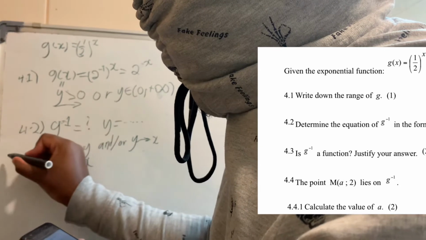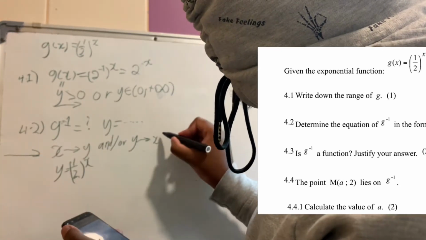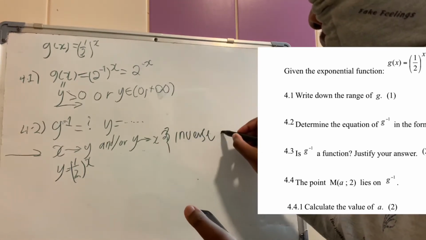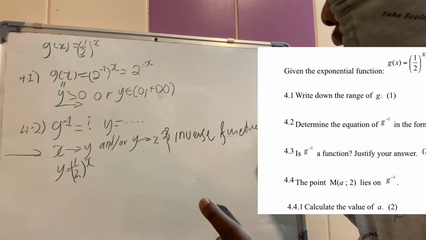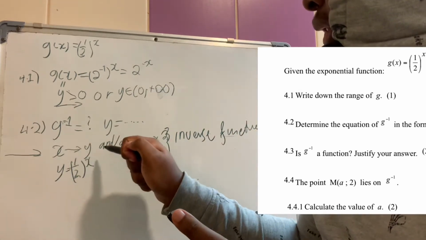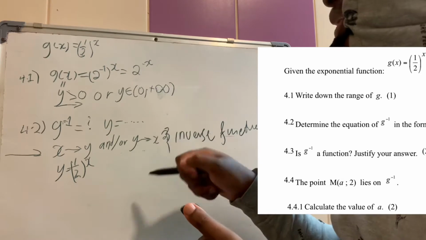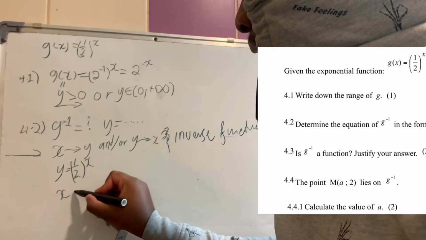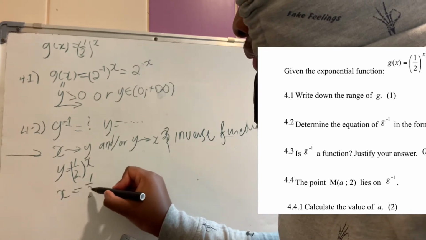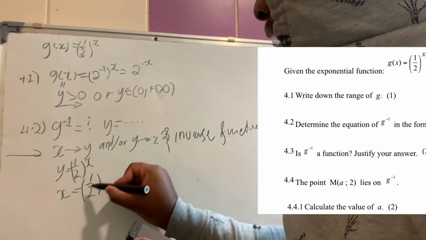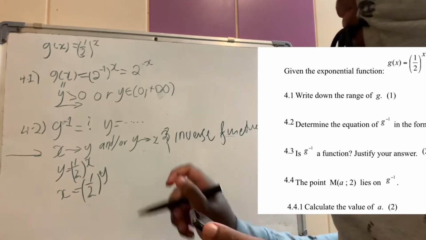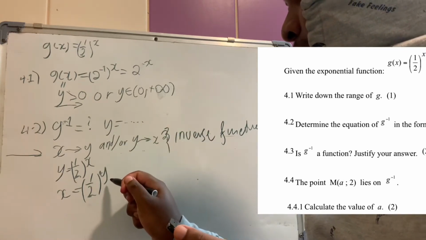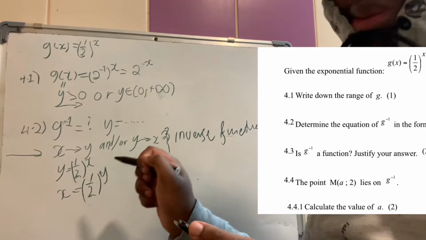How can we apply the inverse? We swap x and y, whichever you prefer. So x is equal to (1/2) to the power y, and then we take it in terms of y is equal to something. So we make y the subject of the formula.